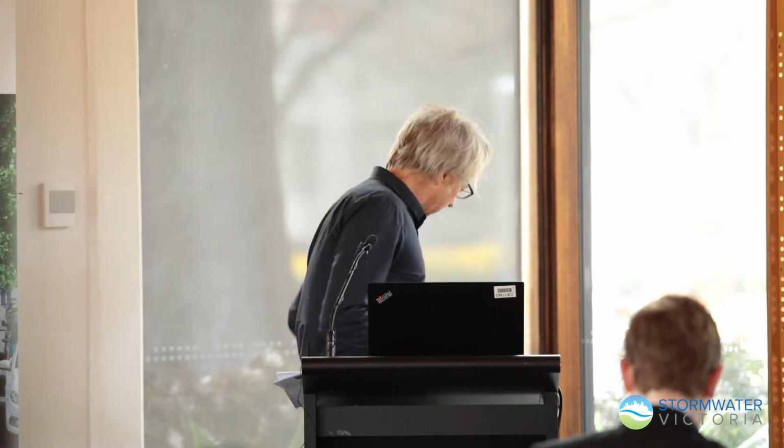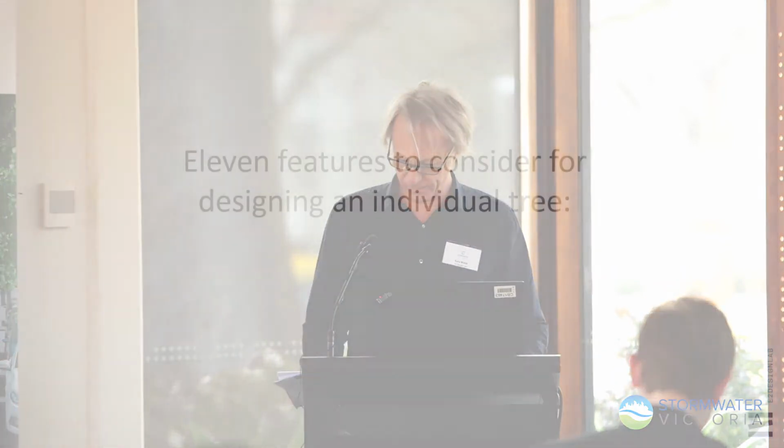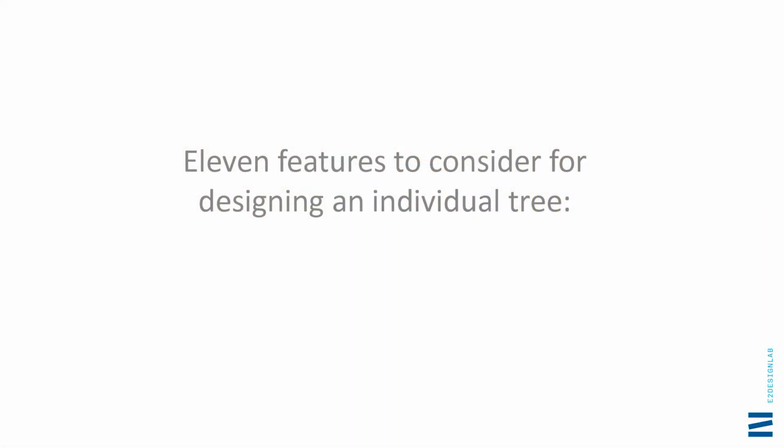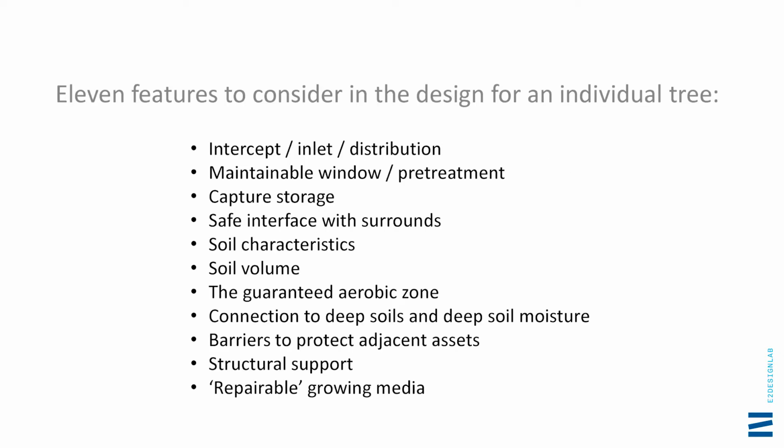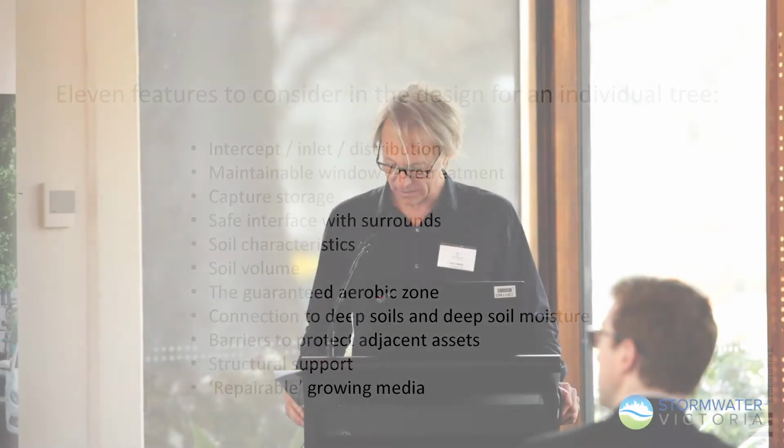What's next? All right, well, that's a bit of the relationship with deep soil moisture, and so let's go on to those features to consider for designing once you get to an individual tree. So I was going for 10 features, but I couldn't narrow it. It's 11. A lot of these things you're already doing, but I think it's just useful to categorise them in this way, in the form of a design checklist.